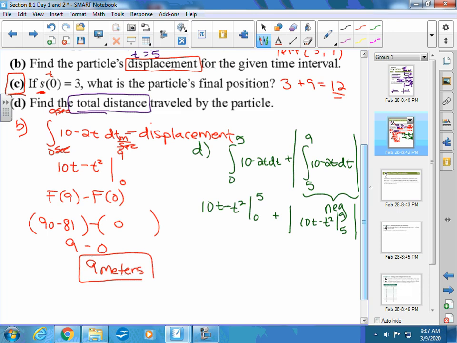Okay. So for this one here, top minus bottom. My bottom each time is going to be 0 for this one. Not for this one, though, because the bottom number is not 0. So here when I plug the 5 in, I get 50 minus 25 minus 0. So this one I get 25. It moved to the right 25 meters in that first 5 seconds.